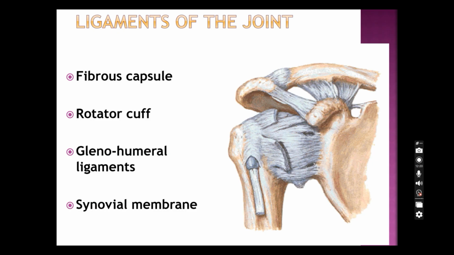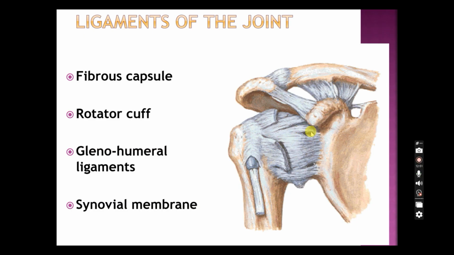What does it do? It helps to retain the head in close contact with the glenoid cavity. Maintaining the close proximity of the head of the humerus to the glenoid cavity is the function of the rotator cuff. So it helps in increasing the stability of the shoulder joint. Clear?